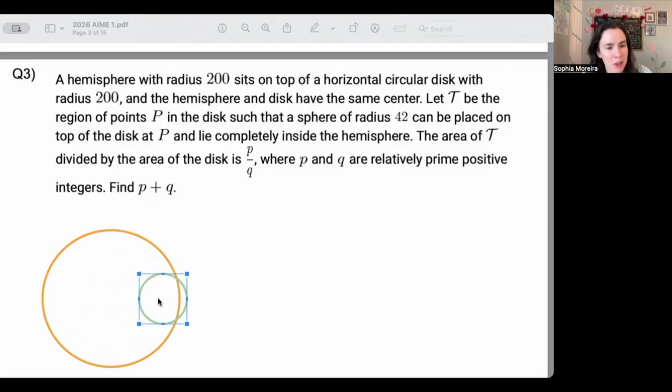It's really around the edges where we're concerned. Don't want to poke out like that, but because of the way the hemisphere is shaped, we might need to be inside a little bit. But there's some distance here we care about. Once we know that distance, it's going to be the same all the way around here.